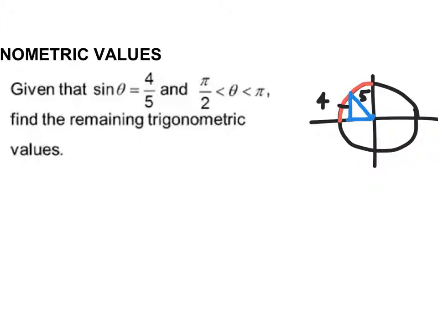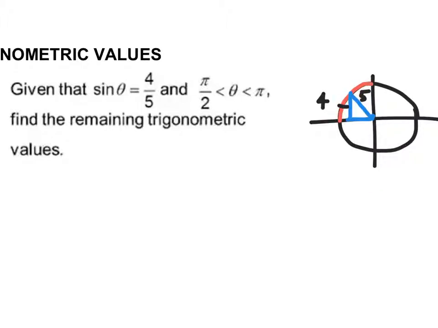Okay, so using just my generic values, I know that that's the case. I know that my radius is always going to be a positive number. My y value is positive. But we're in the second quadrant.